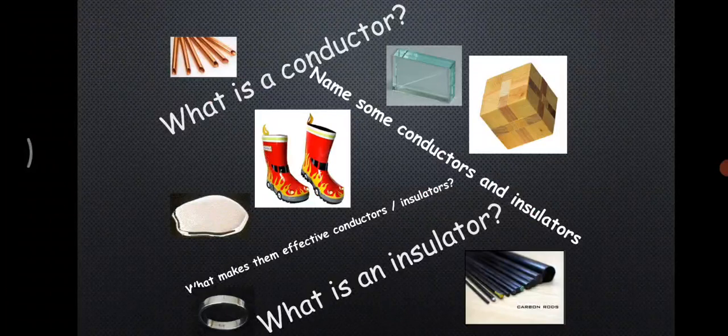Now the question arises, what are these conductors? Can you name some conductors and insulators? What makes them conductors or insulators? These are questions you might have. Conductor means anything which allows the current to flow through it. You might have studied this one. But now you are going to study how they conduct electricity, how they allow the current to flow through them. We are also going to study what insulators are.